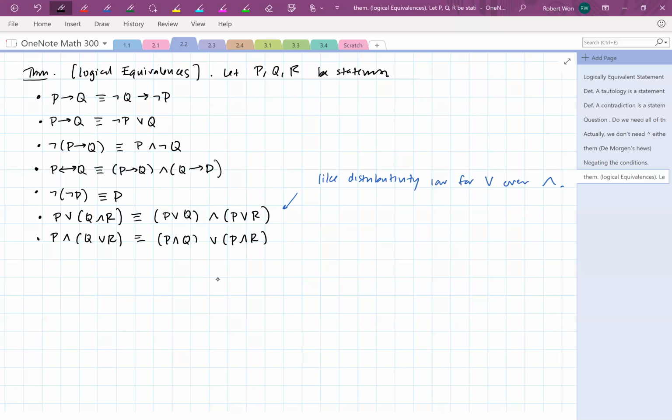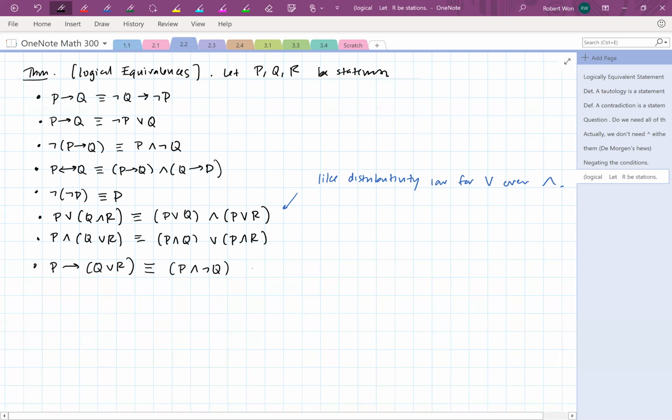So that's a useful one that tells you how to distribute and over or. Okay, here's another one. We sort of discussed something like this earlier. If P, then Q or R. Again, a common statement in mathematics. You suppose P is true and you want to prove that Q is true or R is true. And this is logically equivalent to P and not Q implies R.